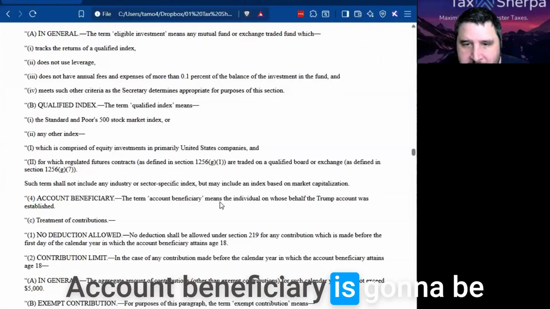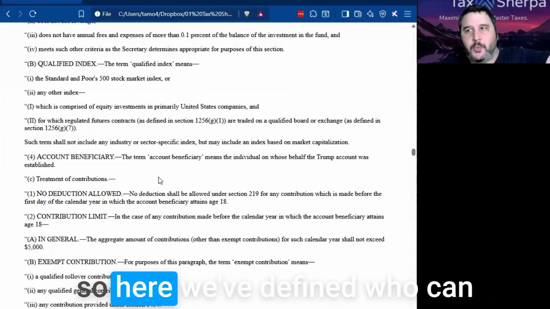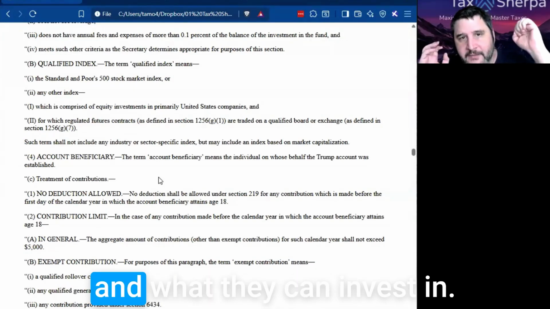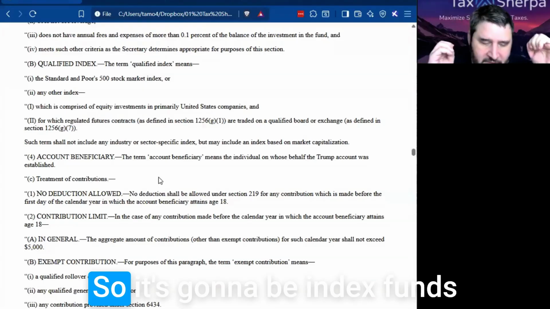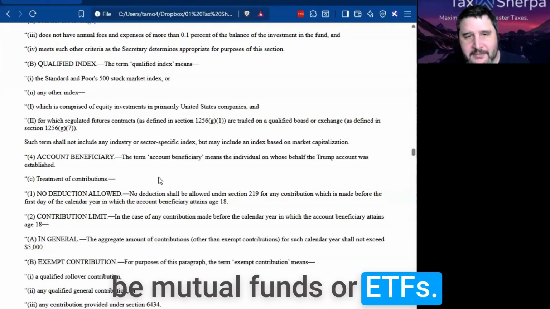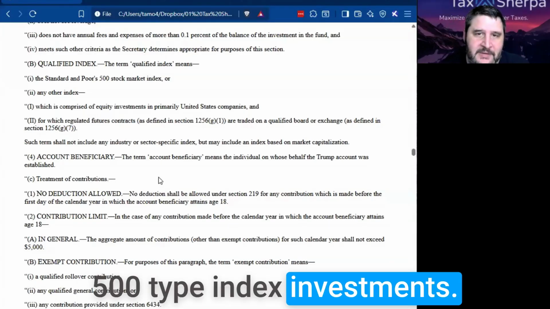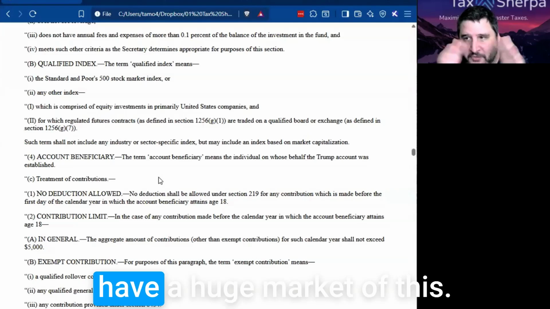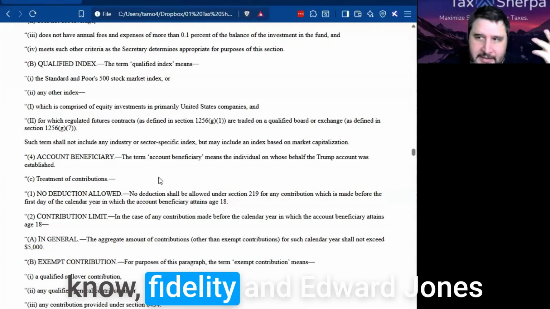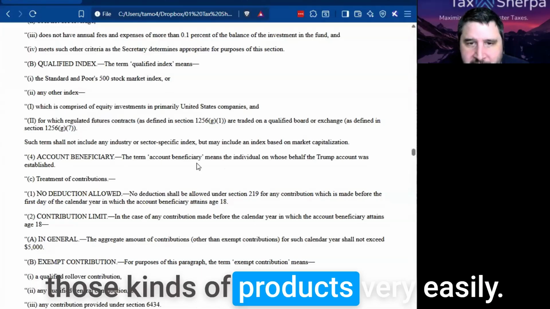Account beneficiary is going to be the individual on whose behalf the Trump account was established. So here we've defined who can be the beneficiary of the account and what they can invest in. So it's going to be index funds, basically, and it's going to be mutual funds or ETFs. It's going to be primarily S&P 500 type index investments. So I think Vanguard will have a huge market of this, but all the big brokers will have their own versions, Fidelity and Edward Jones and E-Trade, because they all carry those kinds of products very easily.